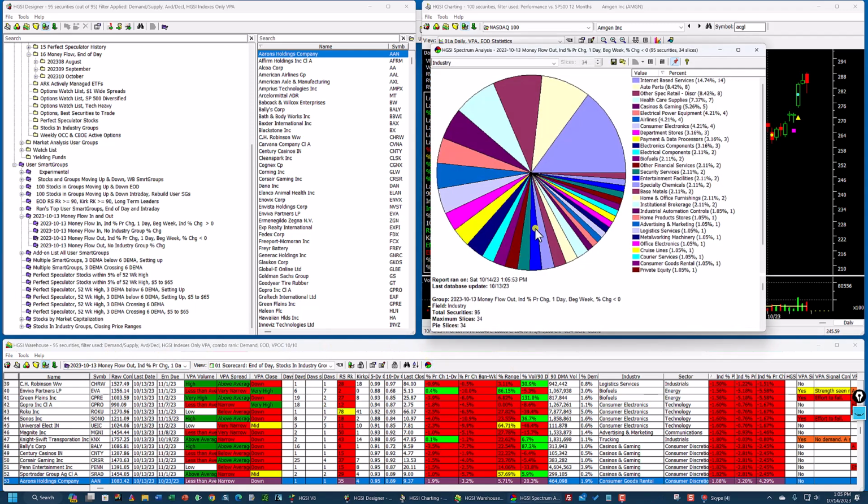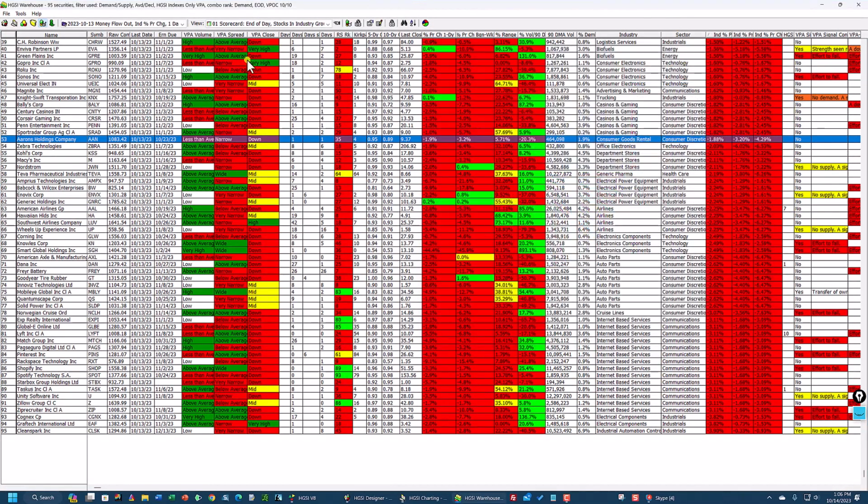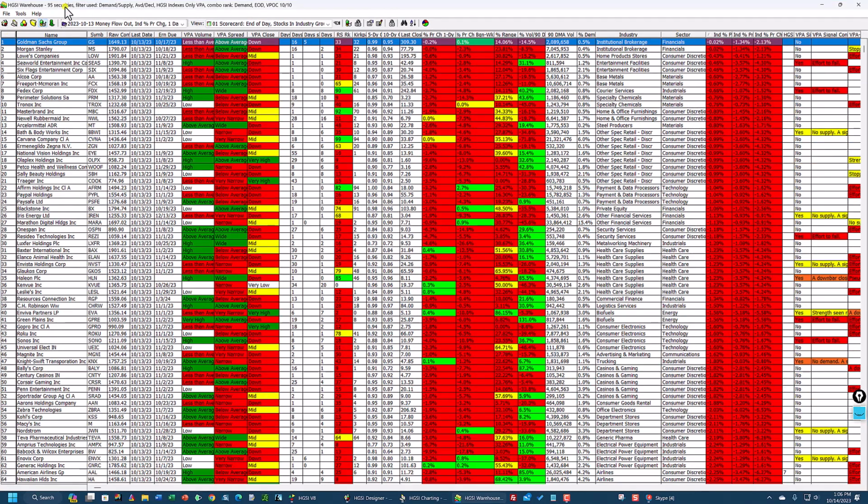Now if I bring up the spectrum analyzer, you can see that internet-based services have had several bad days. Well, let me bring this up so we can see it better. And what do we have here? We only have 95 securities. It was a good week until the last 2 days, and profit-taking set in, and with all the things that are going on in the world, plus interest rates rising again, the market just kind of pulled back. But these are the groups that have been weakest over these time periods.